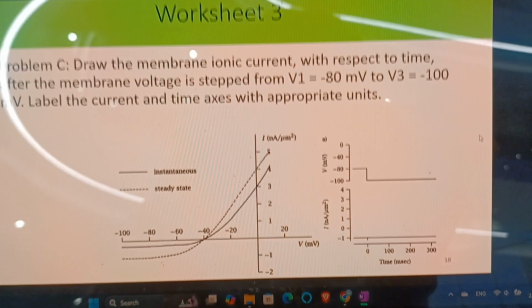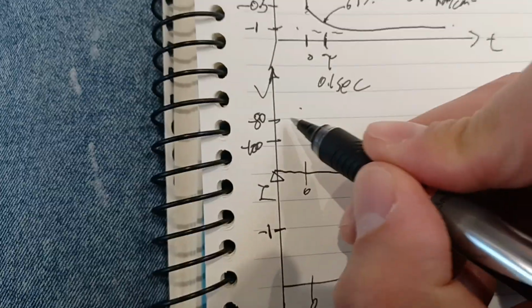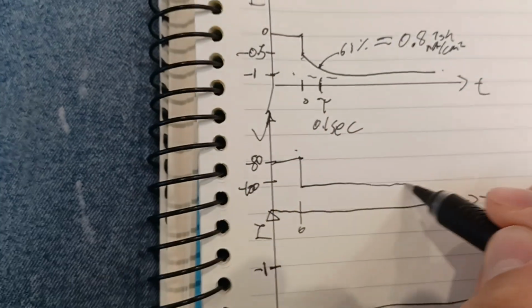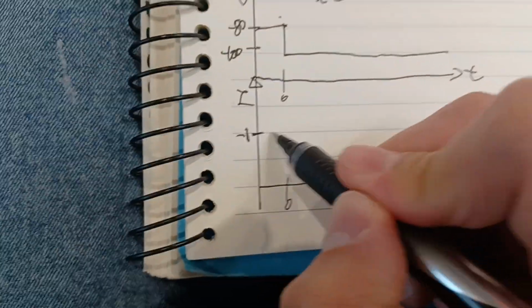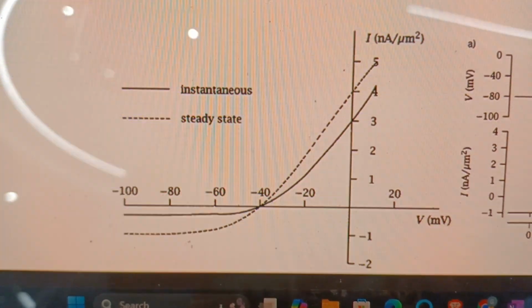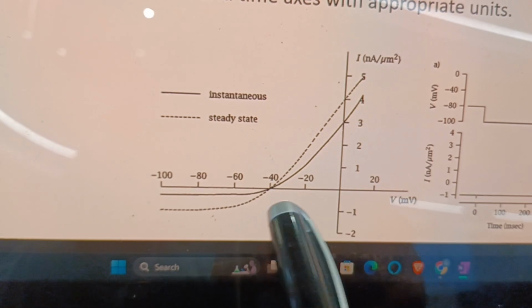Third question is asking, what if the voltage goes from negative 80 to negative 100 millivolt? So voltage, again, it's pretty easy. It's sitting at negative 80 at time 0, and then it's going to change to negative 100 millivolt, and then just going to stay that way. For current, it's staying at negative 1 nanoamp per square centimeter. As you can see, because of the steady state, that's where we started off.